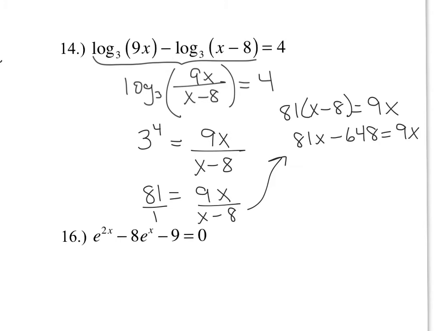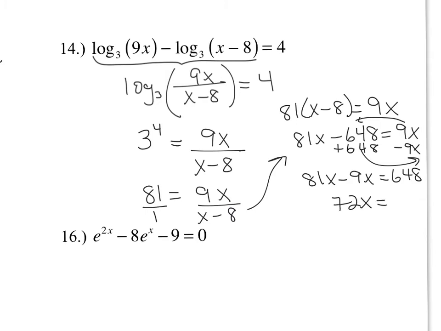And then after that, I'm going to add 648 and subtract 9x. So I'm going to move that over and move that over. So you'll have 81x minus 9x equals 648. So 81 minus 9 is 72. And then I'll divide 648 by 72. And you get x equals 9.